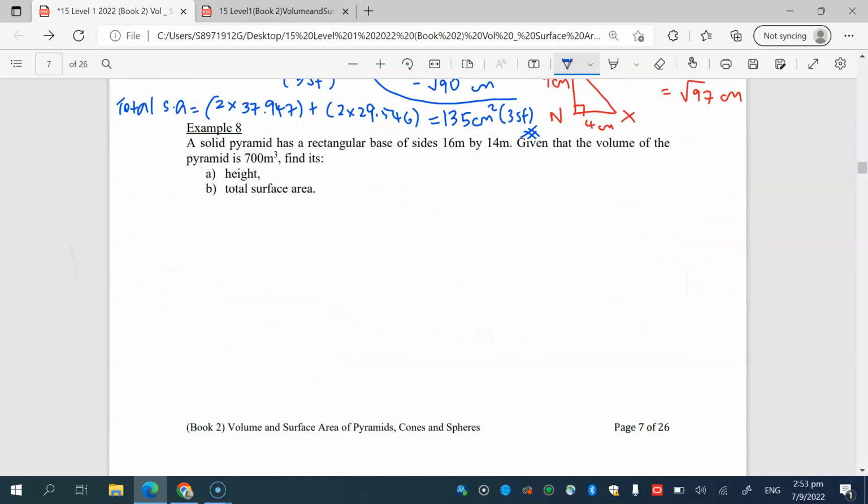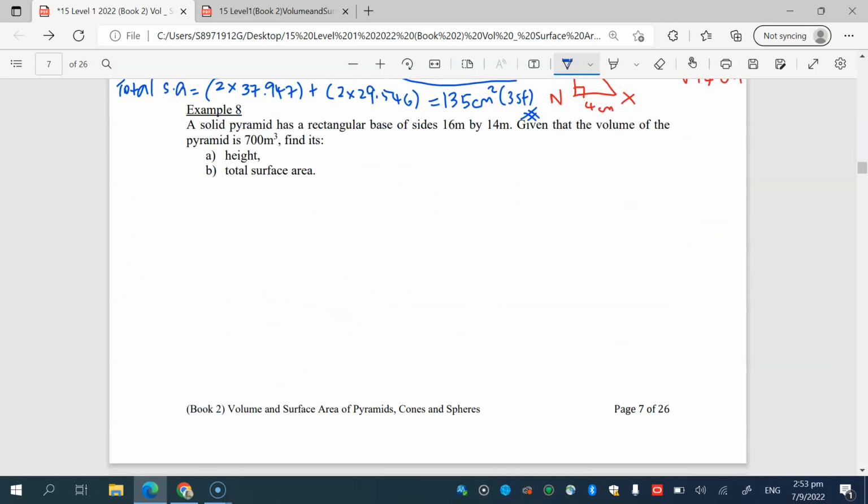Alright, example 8. A solid pyramid has a rectangular base of sides 16 by 14 meters. Given that the volume is 700 meter cube, find the height. Okay, so if you were to draw it out, it looks like this, right? This is your pyramid. This is 16 meters. This is 14 meters. It's a rectangular base.